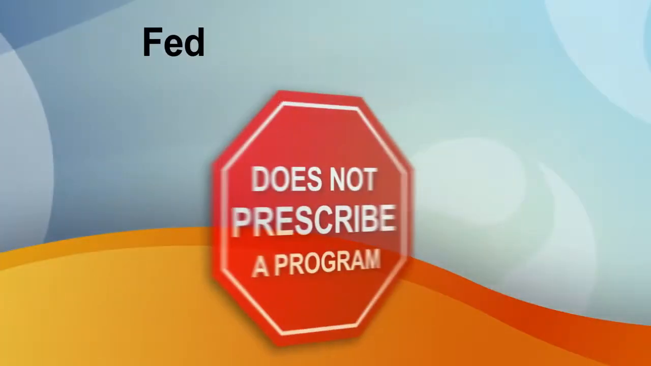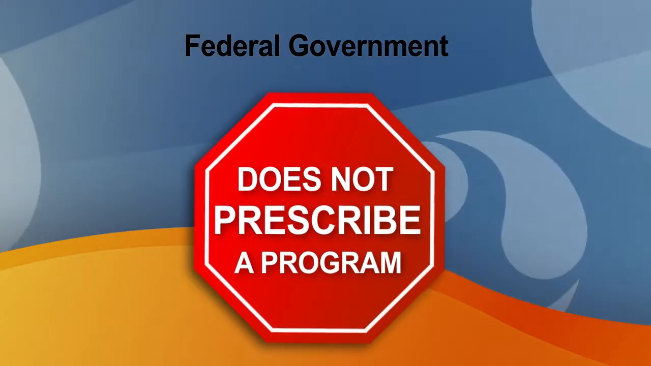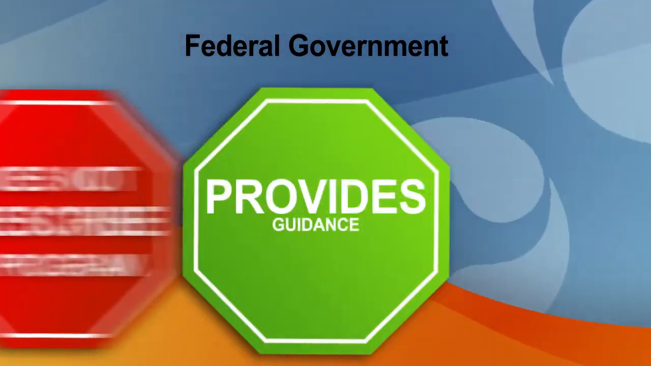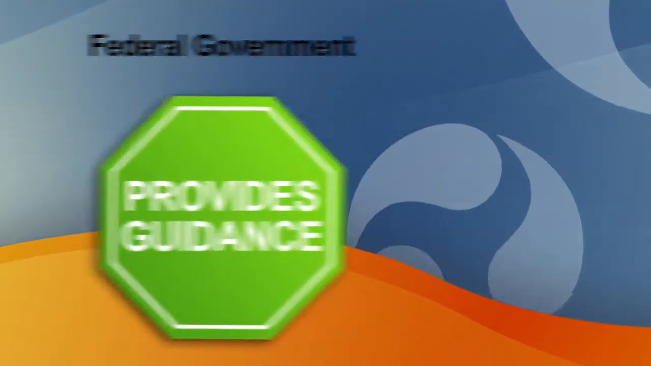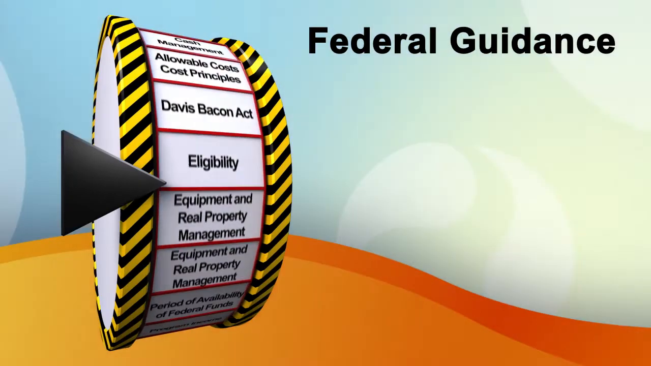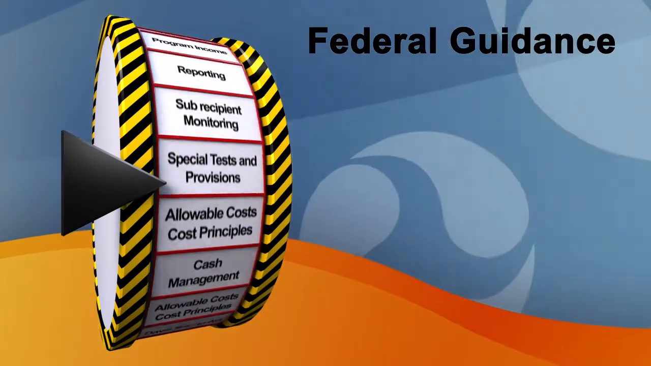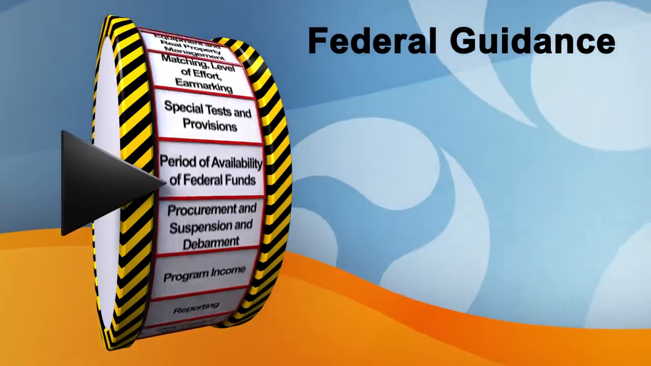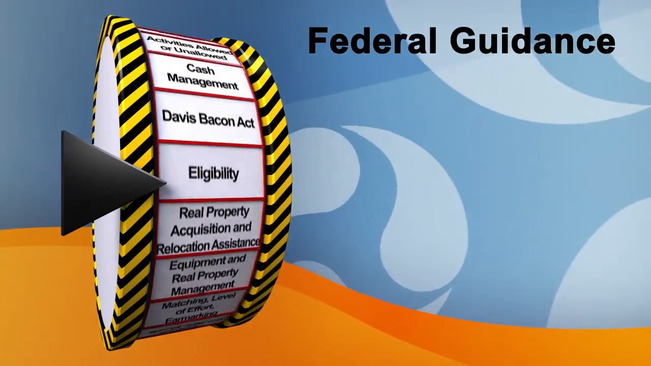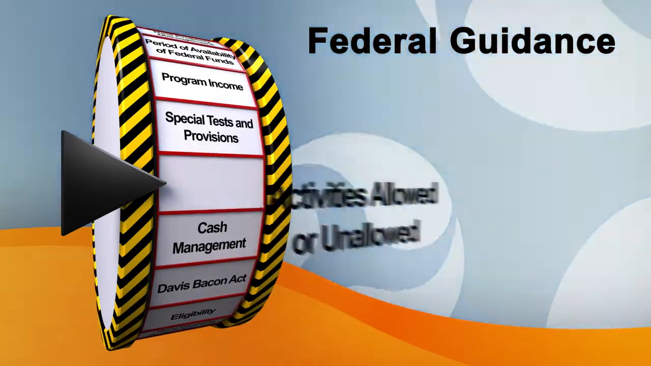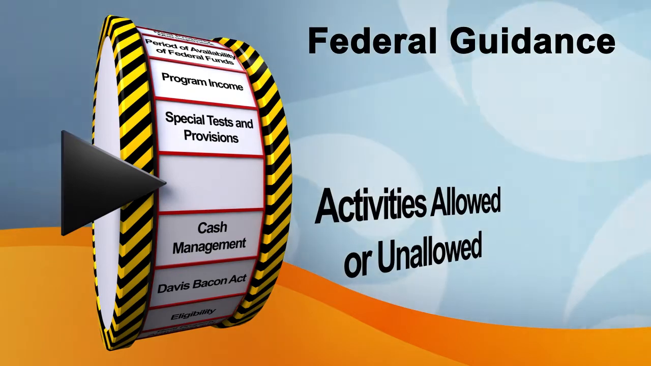The federal government does not prescribe a single internal control program, but it does provide guidance that is specifically designed to help agencies comply with federal regulation. Here are some of the general categories. To see how the guidelines might apply, let's look at an example related to activities allowed or unallowed.